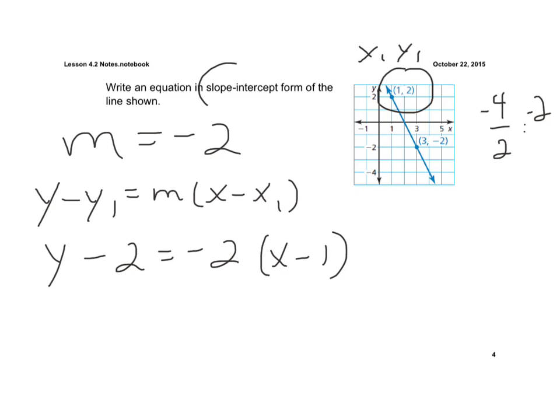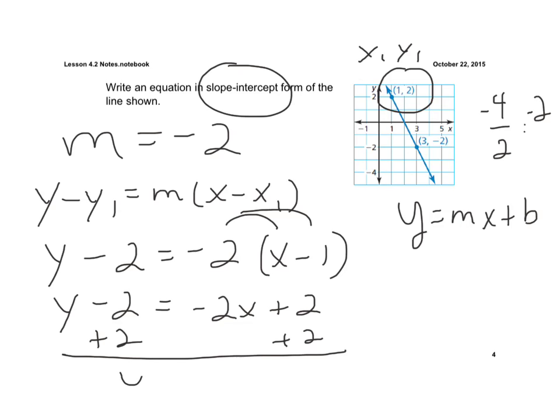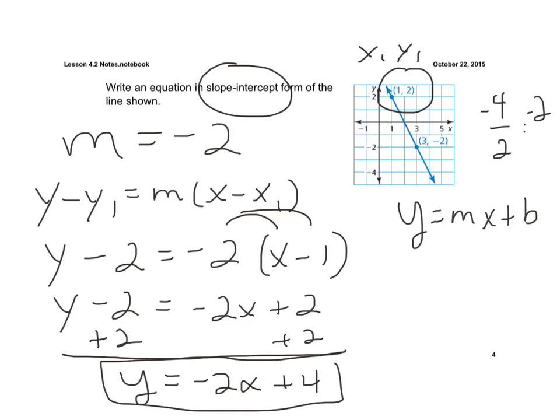But they want us to write it into slope-intercept form, which is y equals mx plus b. So now we have to simplify this. The first thing we're going to do is distribute through to get rid of the parentheses. So I have y minus 2 equals negative 2x, and a negative 2 times a negative 1 is plus 2. And now solve for y. I'm going to add 2 to both sides, and make sure you add it with the like terms. My final answer is y equals negative 2x plus 4. And now that's my answer in slope-intercept form.